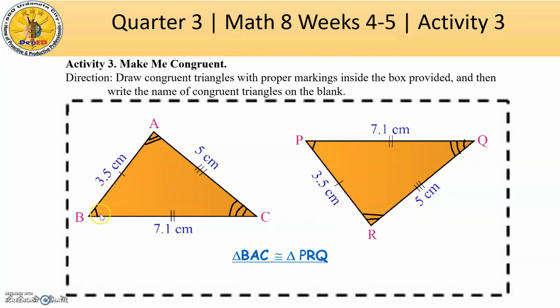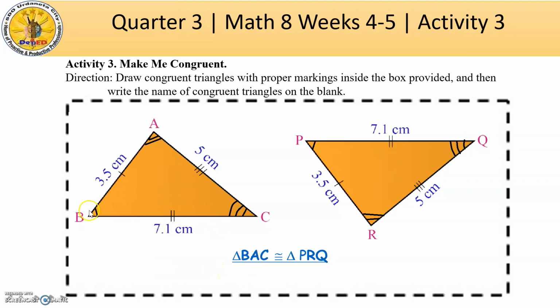Same as with the angles. The angle marked with one arc is congruent to the angle marked with one arc on the other triangle. For the two arcs, it must be congruent to the angle marked with two arcs on the other triangle, as well as the three arcs on the first triangle. It must be congruent to the angle marked with three arcs on the other.